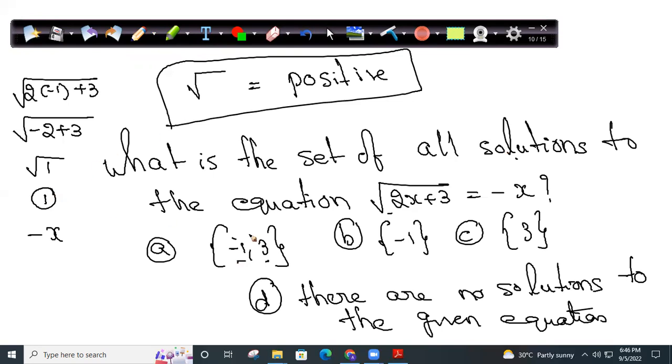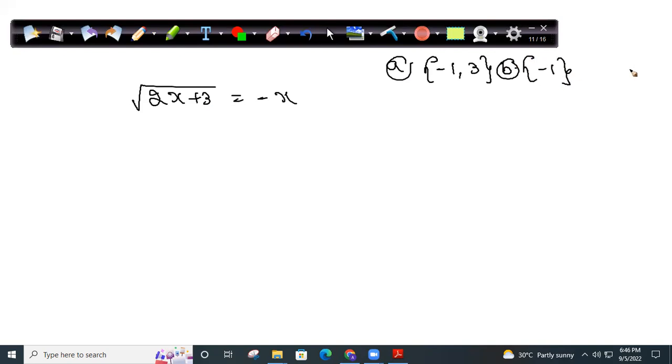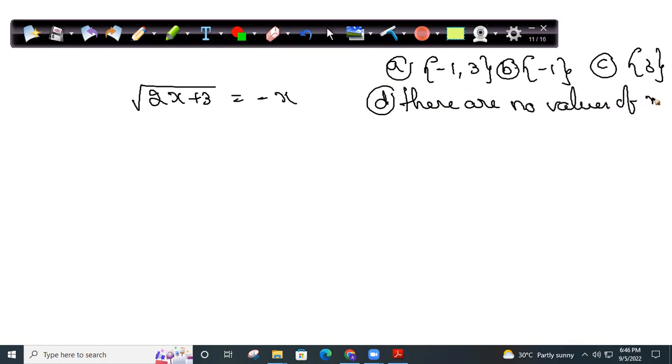So when I try to plug in -1 in this, let me take a new page and do so. Square root of 2x plus 3 is equal to -x. Options are -1, 3; -1; 3; and there are no values of x that satisfy the given equation.